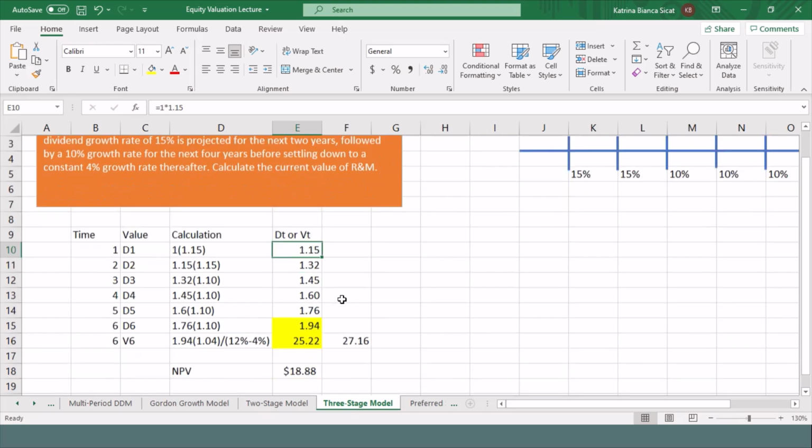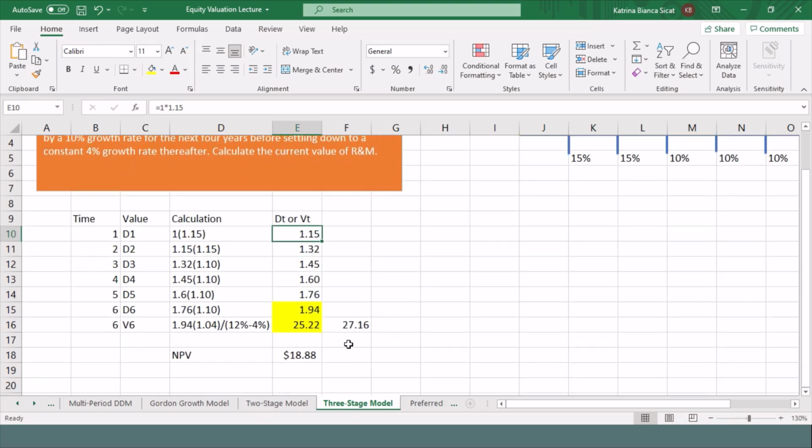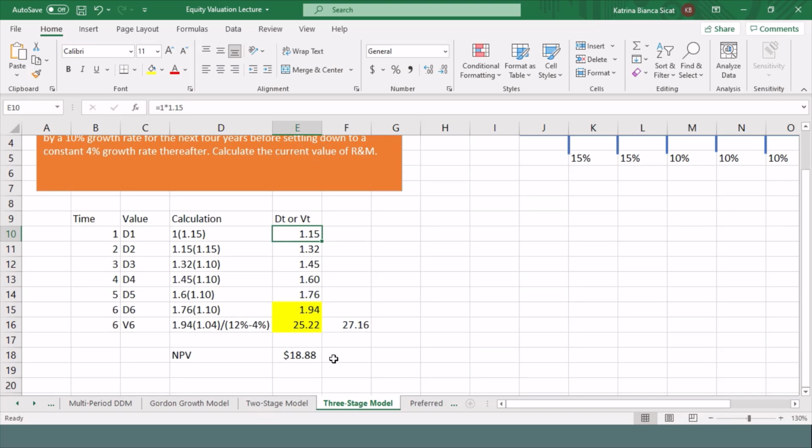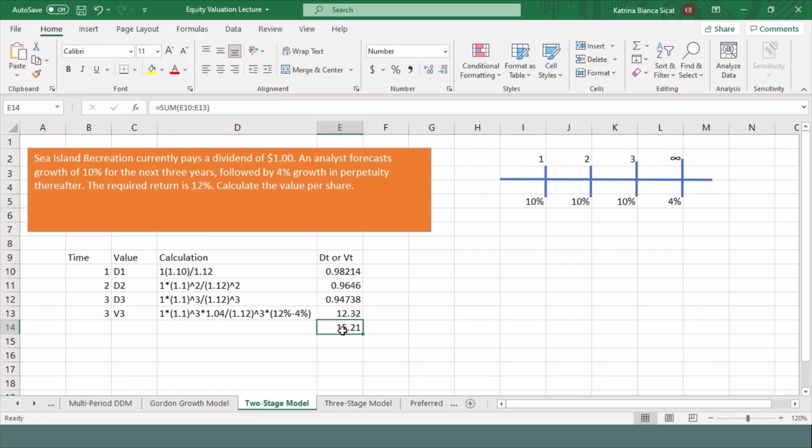Pero you know what, the moment you finally understand the entire process, yung mga ibang problem sa inyo mani-mani na lang. Pero ang importante dito, naiintindihan natin siya kung bakit natin siya kailangan gawin. Okay? So, answer is 18.88. Hindi po tayo gagamit ng summation po ha. Ang gagamitin natin is formula ng net present value kapag 3-stage model. Okay? Pero kapag 2-stage model, summation lang. Gordon growth model, walang problema, easy.